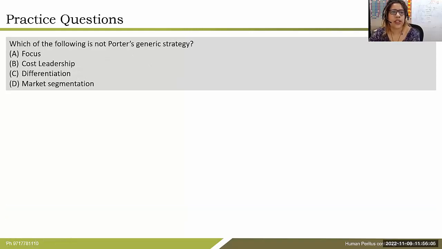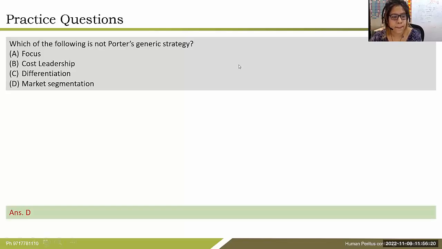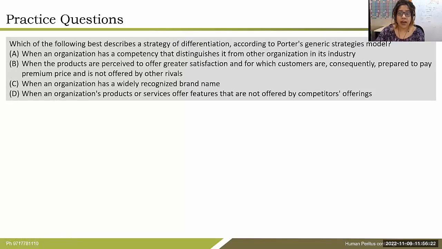Which of the following is not Porter's generic strategy? Fast answer, very easy question. This question has been repeatedly asked in papers. D, very good. Okay, read it very carefully. Which of the following best describes the strategy of differentiation according to Porter's generic strategy model?